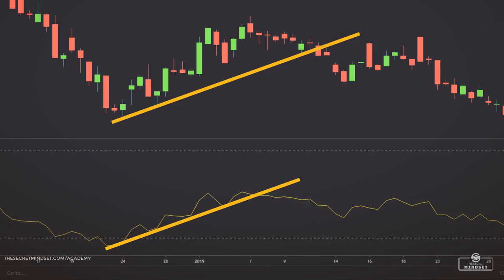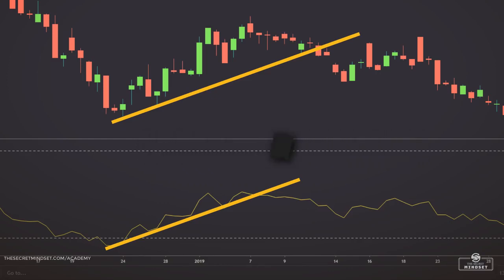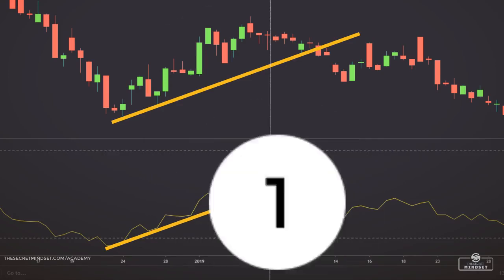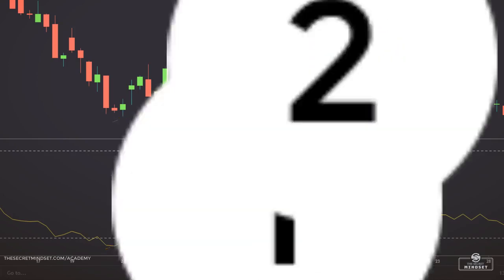Momentum always goes ahead of price, and that's the reason why this strategy can yield a great return. The breakout of an RSI trendline usually precedes the breakout of a trendline on the price chart, providing an advanced warning of a reversal. Therefore, recognizing the break of the RSI trendline can be an important and profitable indicator that the price direction is about to change. This is a leading signal.